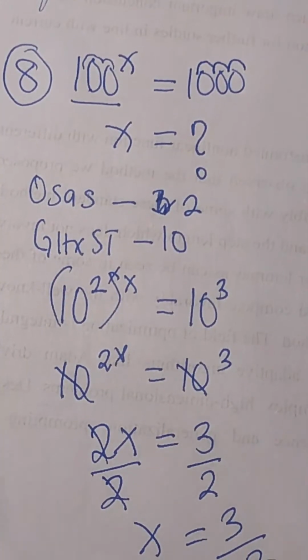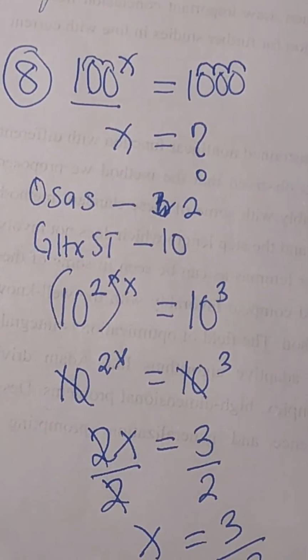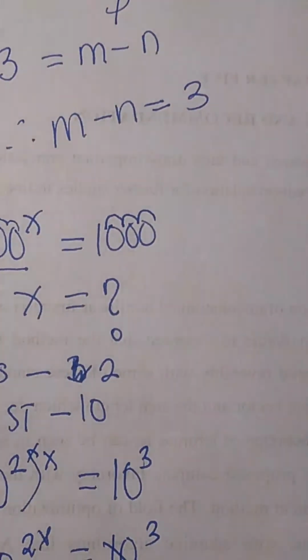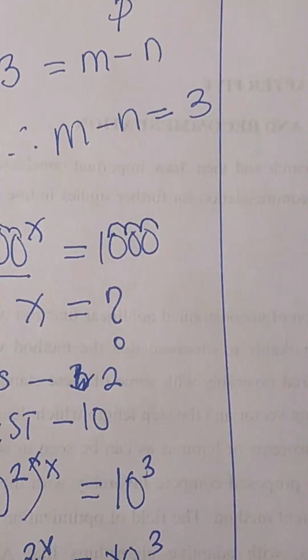So SAS, please take notes. GHX multiplied by XT, please take notes. That is the best way to solve it. So the correct answer is x equals 3 over 2.